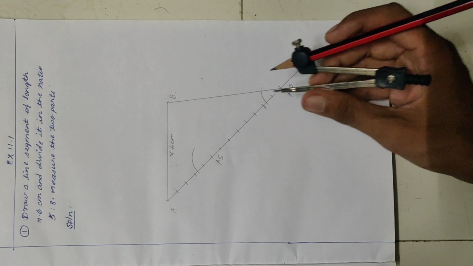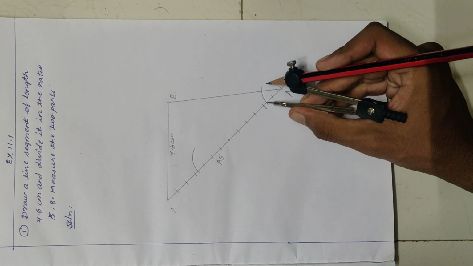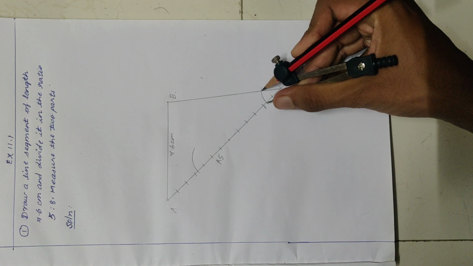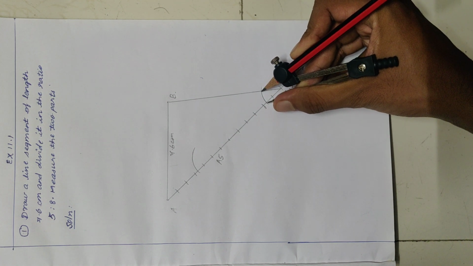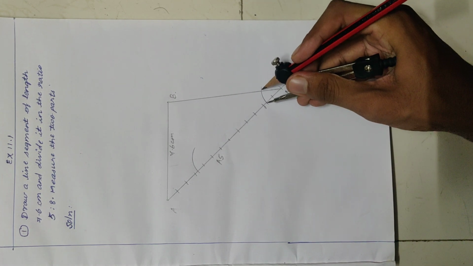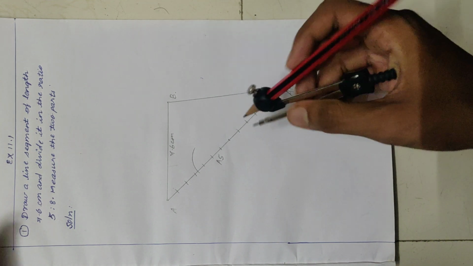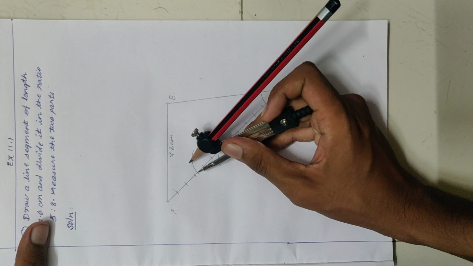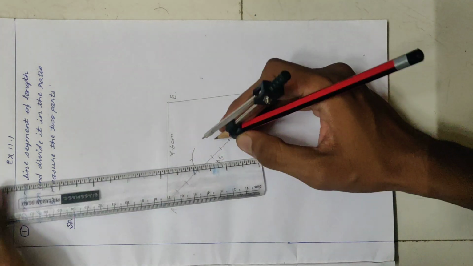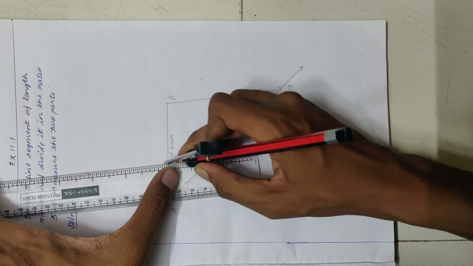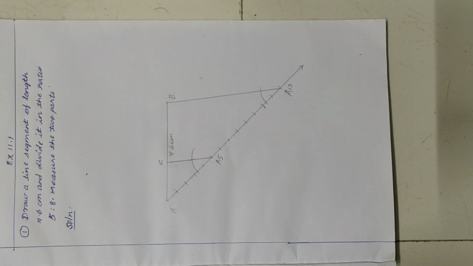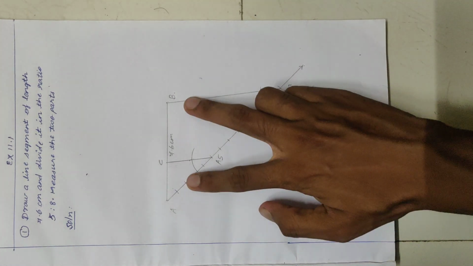Now we have to keep the needle here at the intersection point, and you have to just measure this arc, how much it is. So you have to adjust your compass in such a way that it just touches these 2 points. You can see it here, and the same measurement you have to keep at this intersection point, and then you have to cut an arc. Now we have to join A5 through this intersection point to meet AB at some point C. So this is how you divide AB in the ratio 5:8.